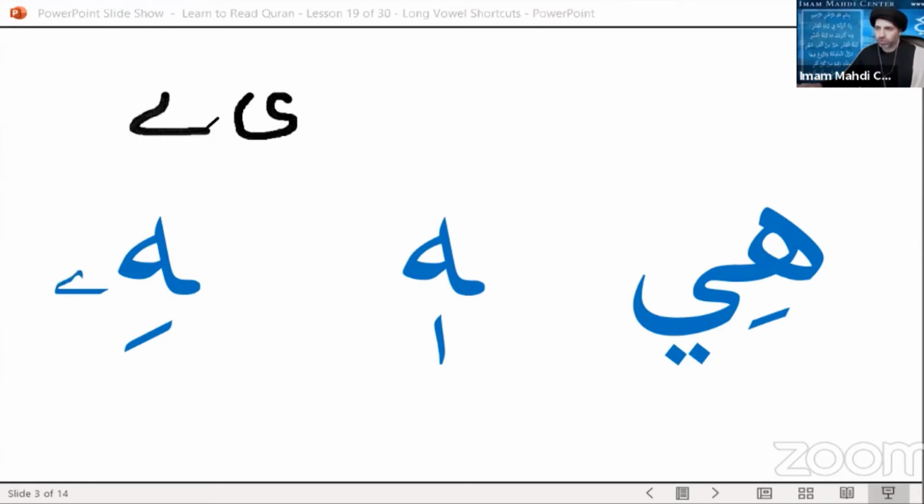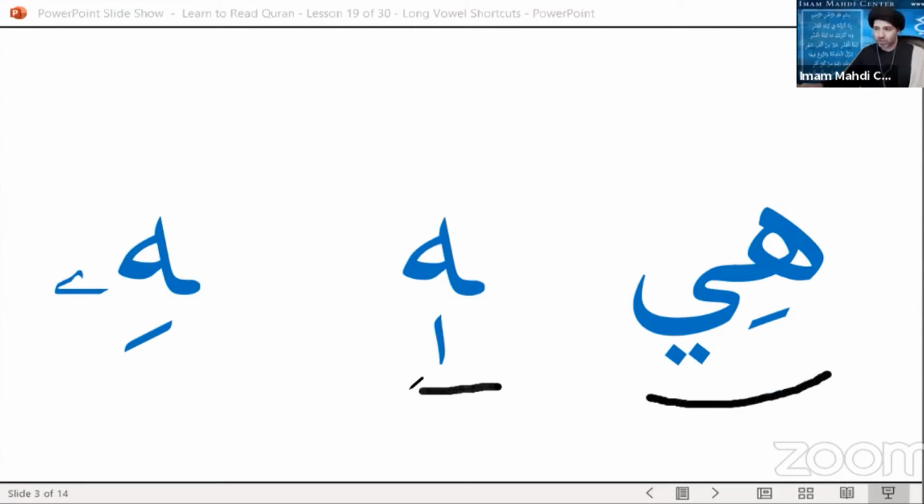We didn't go over this form, but this is another form in which it's written. So it will place a kasra under the letter and then a small ya after it to let you know that you should pronounce it with the long vowel. So this is pronounced he, but this is the shortcut with the small alif underneath a letter. It's pronounced he. And when you have this combination of alif and this small ya, this is also pronounced he. All three have the same long vowel.